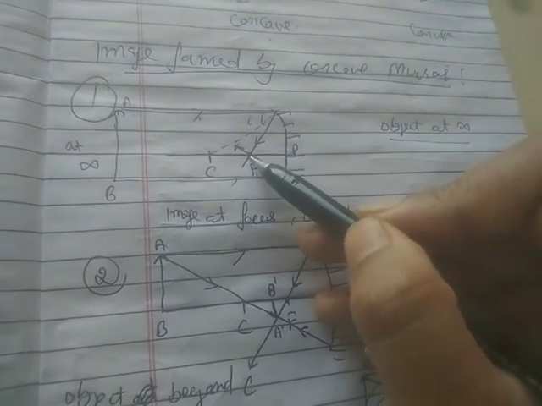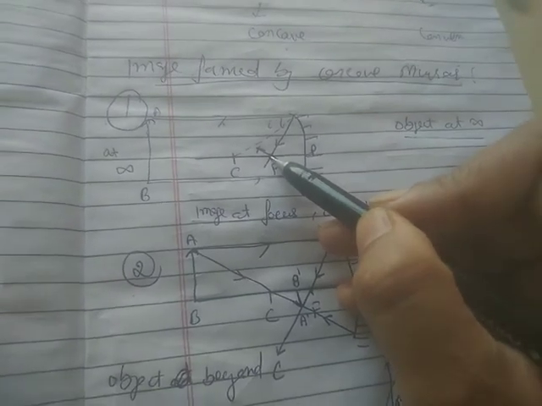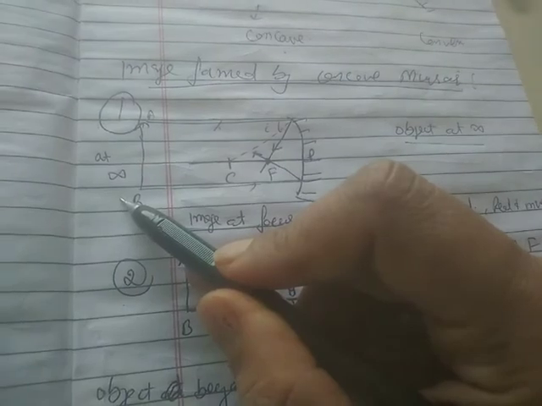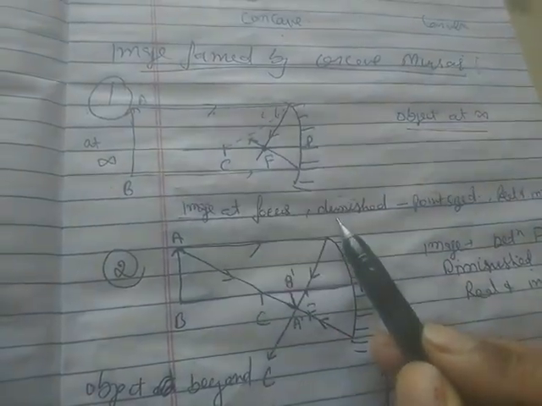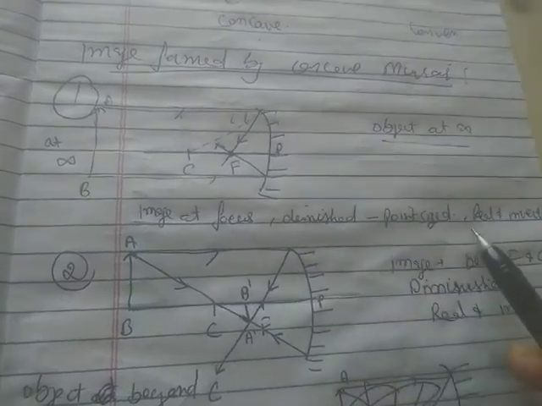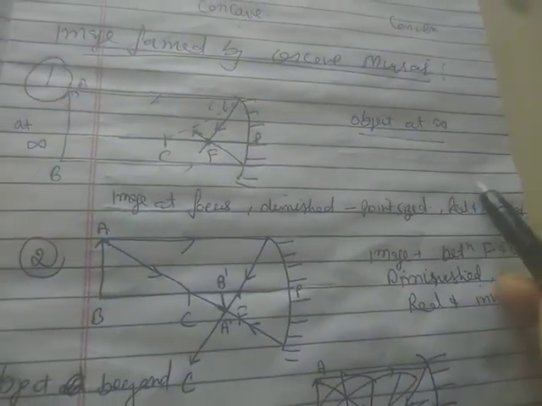So here at the focus point, a point-size image is formed for any object lying at infinity. Clear? So the image is formed at the focus, and its size is diminished, point size, real and inverted image. This was the first case.